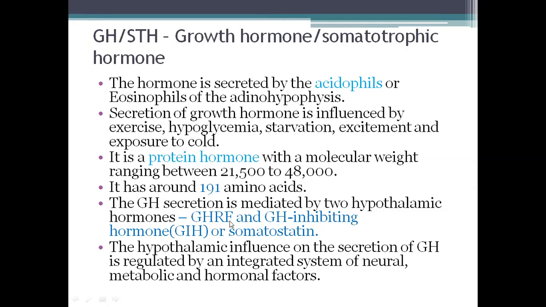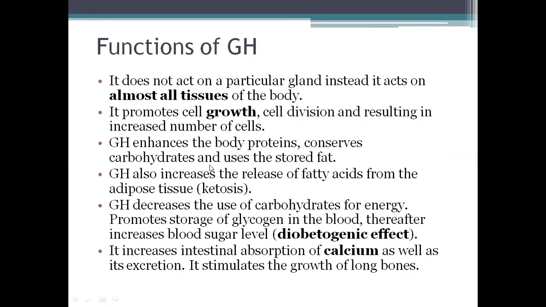Once the function is done, the hypothalamus produces somatostatin, the growth hormone inhibitory hormone, which inhibits the acidophils and stops the production of growth hormone. Remember, growth hormone is a protein hormone consisting of 191 amino acids. Apart from the hypothalamic secretions, growth hormone secretion is also controlled by neural, metabolic, and hormonal factors. It's a complex mechanism. Now, what are the functions?